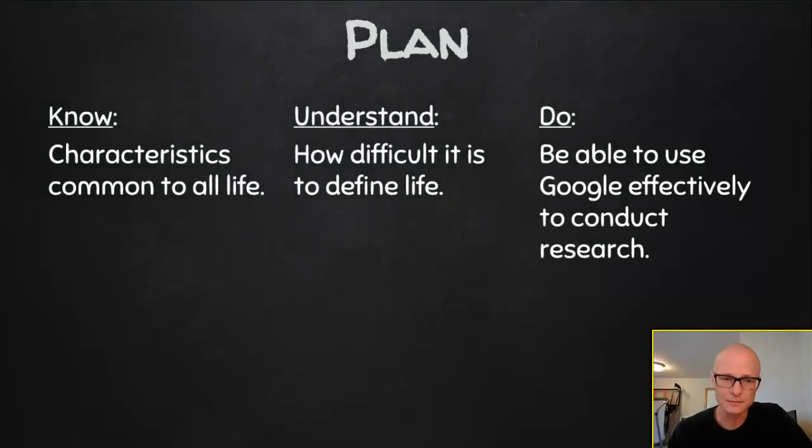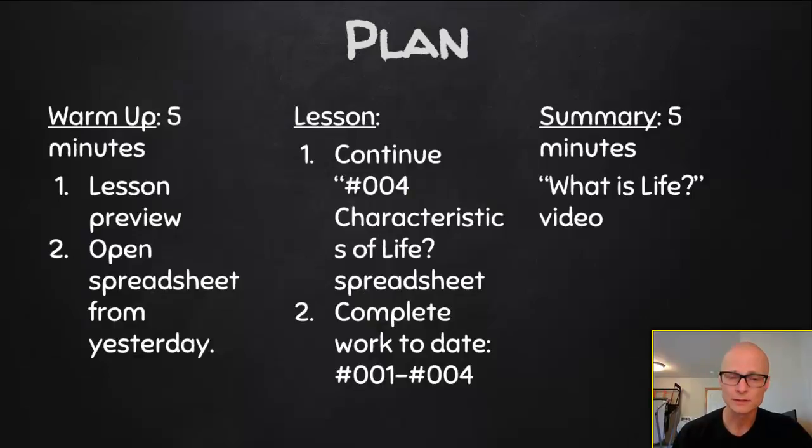The plan: making sure you know the characteristics common to all life, how difficult it is to define life, and be able to use Google effectively to conduct research. Back to opening up assignment number 4, we're going to spend the period having you go out and search lists of characteristics on different websites, bring them together on that spreadsheet, and then when we're done, we'll try to sum up a list that we can actually use in class from now on.